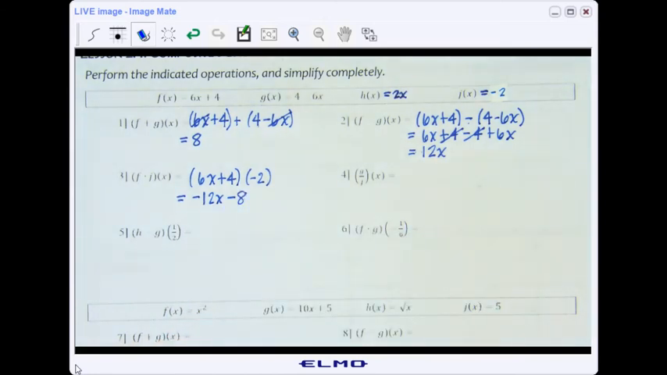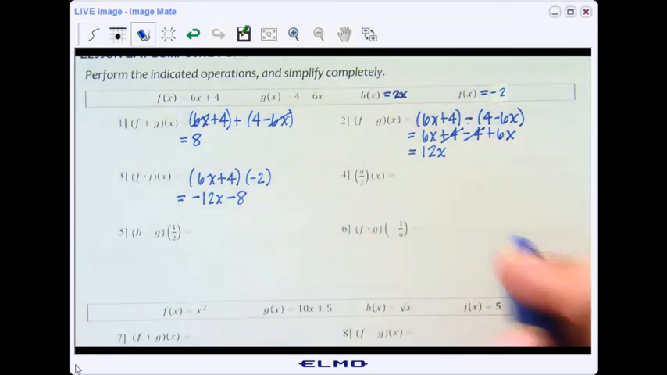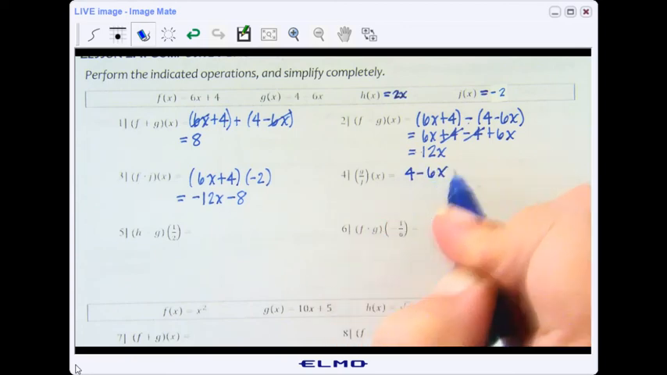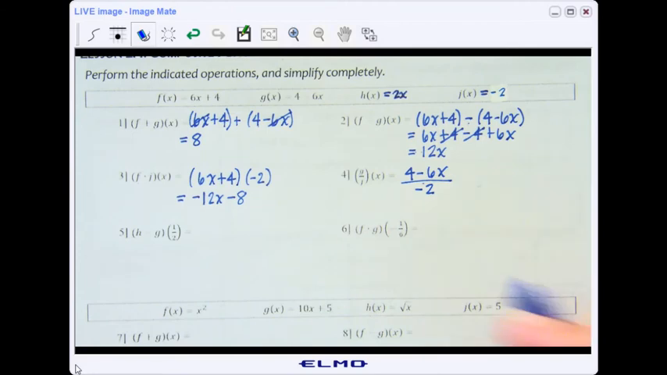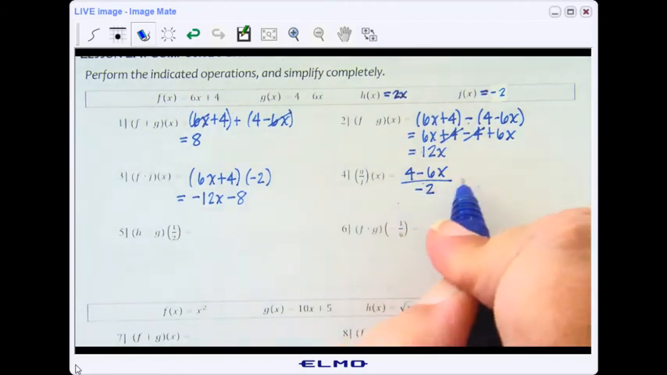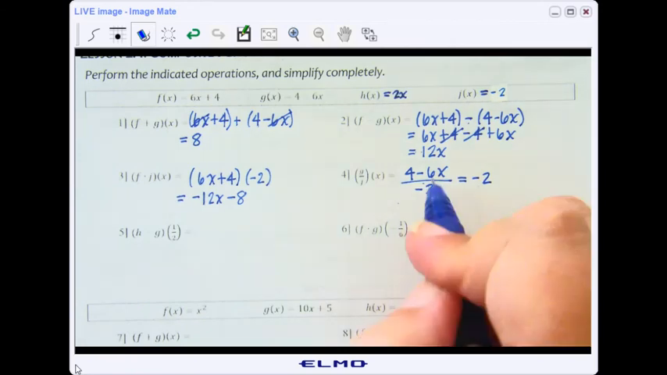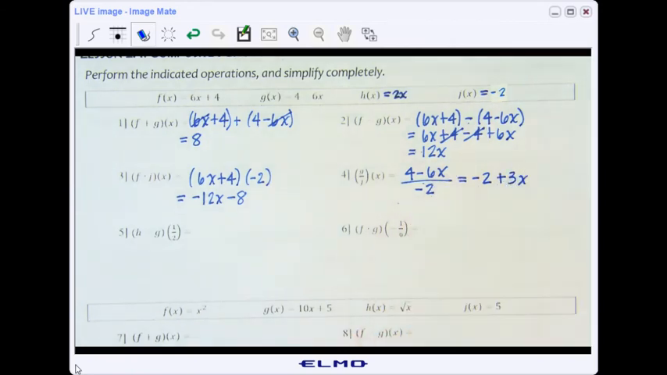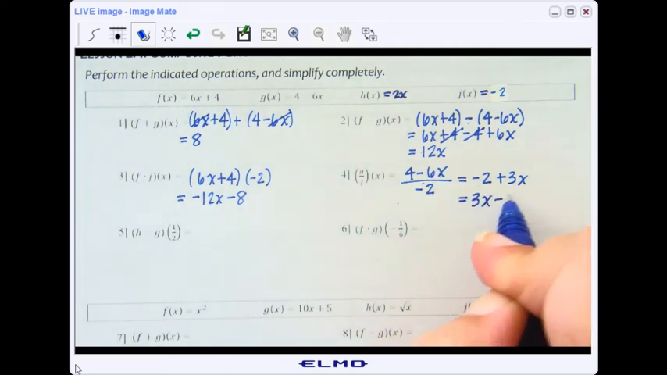And number 4, I am dividing g of x and j of x. So I have g of x is 4 minus 6x, and j of x is negative 2. When I divide 4 by negative 2, that gives me negative 2. And when I divide negative 6x by negative 2, that gives me positive 3x. You may also see this written as 3x minus 2.